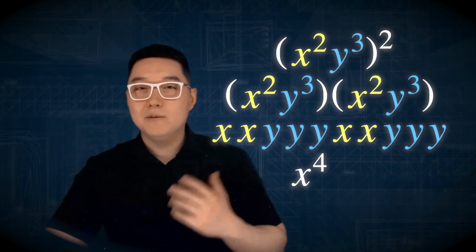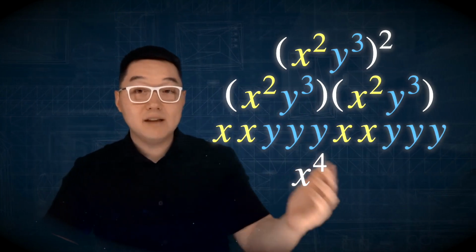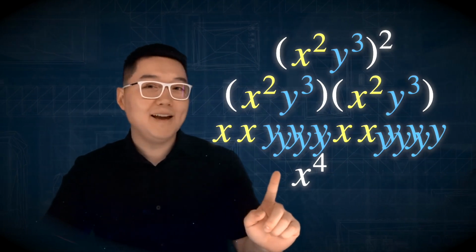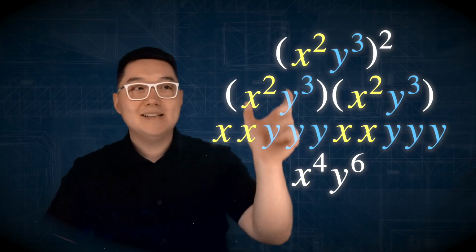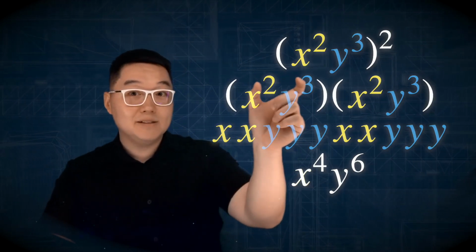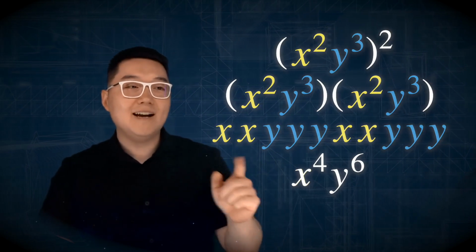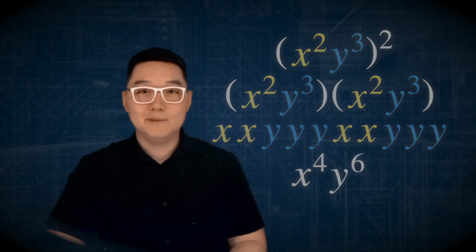But now what about the y's? We see y is being multiplied by itself a grand total of 6 times. So really we have y to the 6th. And there you go. This complicated expression with exponents can be simplified as x to the fourth times y to the 6th. Let's try another example.